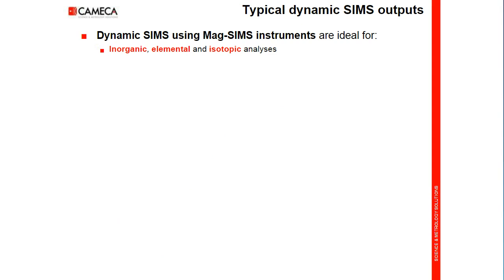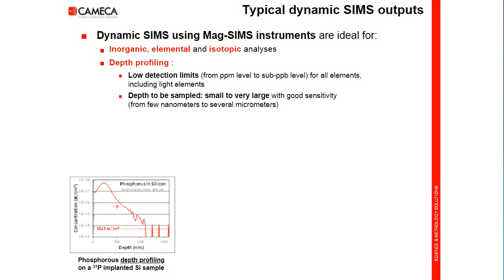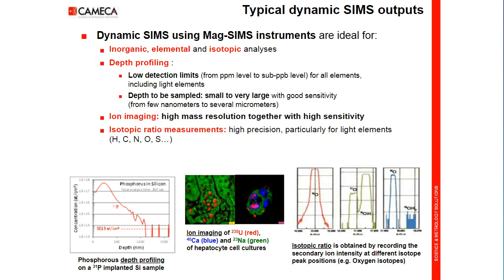Dynamic SIMS is ideal for depth profiling when low detection limits are required from ppm level to sub-ppb level, including for light elements, when the depth to be sampled is very large and good sensitivity is required. The sample depth can vary from a few nanometers to several micrometers. It is also ideal for ion imaging analysis, when high mass resolution together with high sensitivity are required, and for high precision isotope ratio measurements. Analysis can be performed with high throughput and productivity.